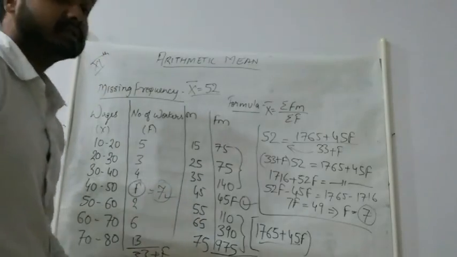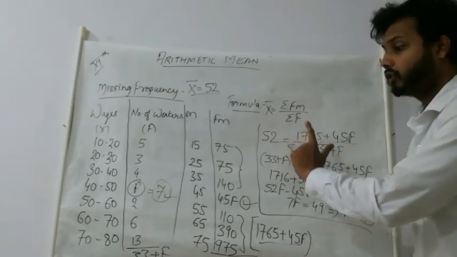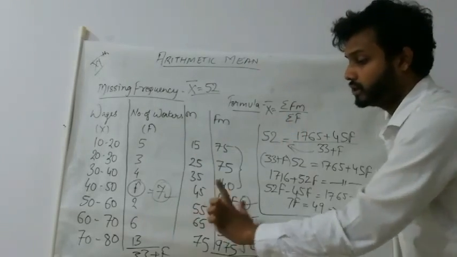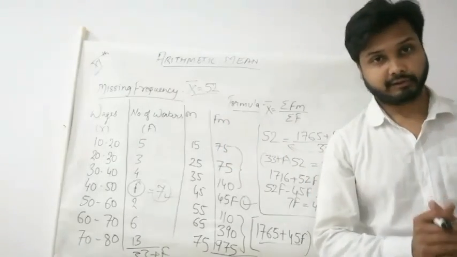Okay, so this is the way, students. It is very simple. You just have to use the basic formula, and here all you have to do is correct addition, and then you can find the value of missing frequency.